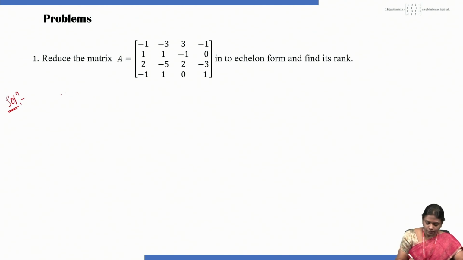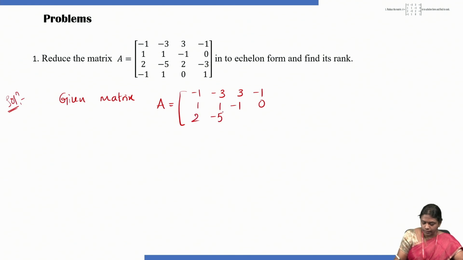Here is the given matrix. I'm writing A equal to -1, -3, 3, -1, 1, 1, -1, 0, 2, -5, 2, -3, -1, 1, 0, 1. Now my goal is to convert this matrix into echelon form.